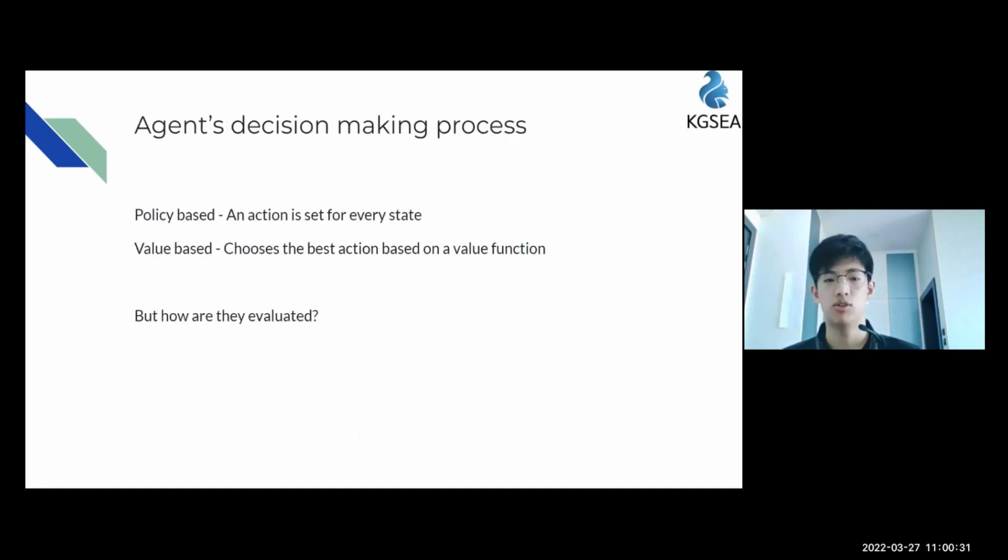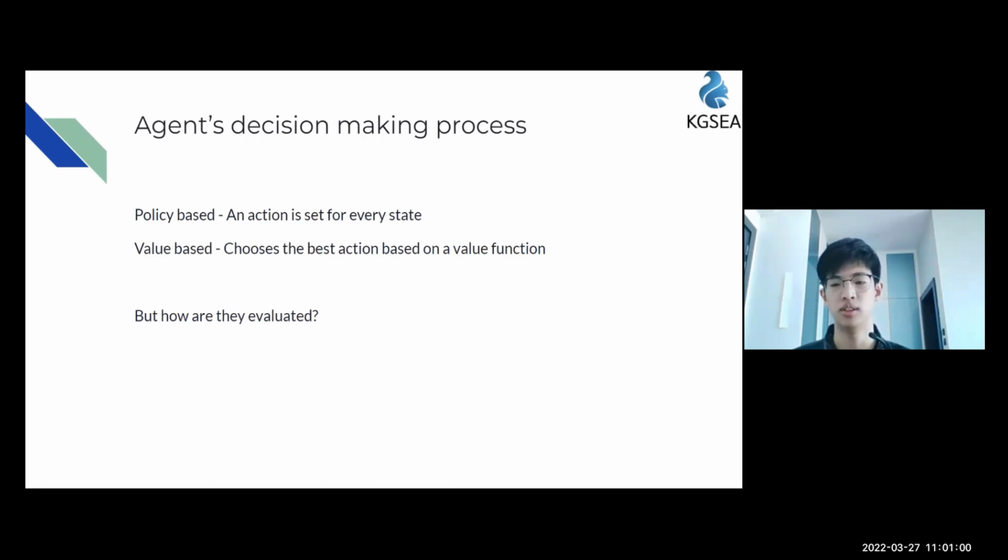Okay, so how are decisions made in agents? There are two main categories of decision-making processes in reinforcement learning. First is the policy-based. This is basically a manual for the AI. The AI develops a manual. They go to the same state multiple times over the course of some time, and they just figure out which action is the best at each state.